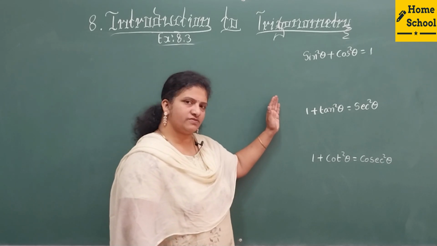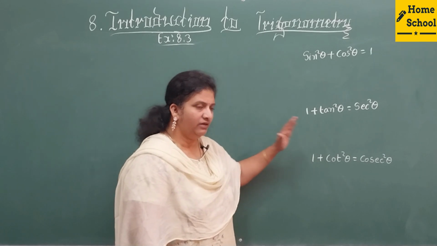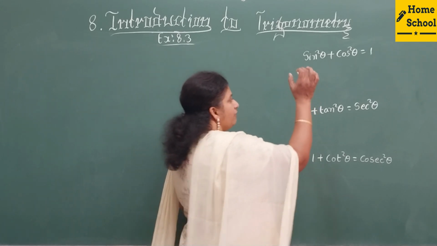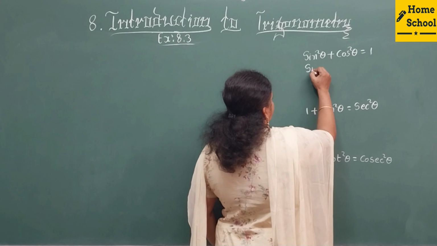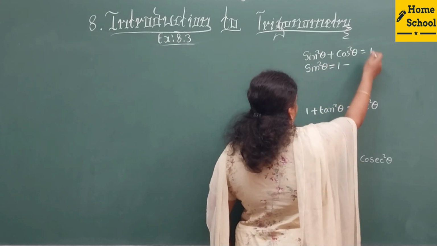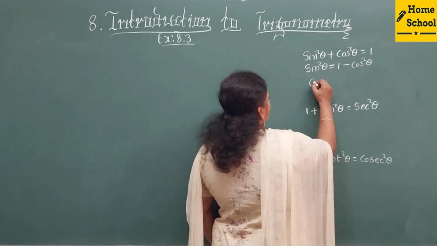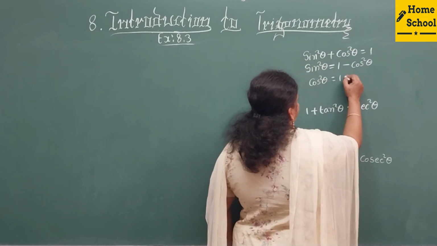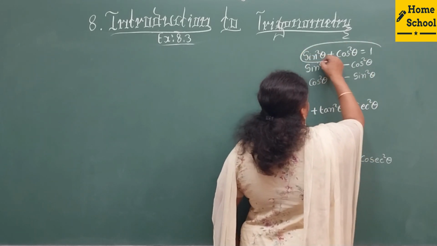Sin square theta plus cos square theta is 1. 1 plus tan square theta is secant square theta. 1 plus cot square theta is cosecant square theta. If you need sin square theta, send cos square theta to the other side: it is equal to 1 minus cos square theta. Suppose you need cos square theta, transpose sin square theta to the other side, that makes 1 minus sin square theta.